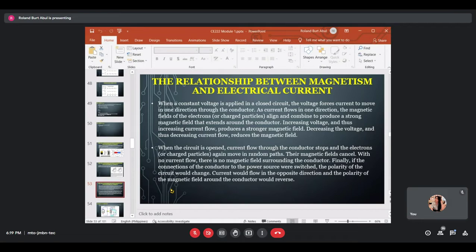When the circuit is open, current flow through the conductor stops and the electrons again move in random paths. Their magnetic fields cancel. With no current flow, there is no magnetic field surrounding the conductor. Finally, if the connections of the conductor to the power source were switched, the polarity of the circuit would change. Current would flow in the opposite direction and the polarity of the magnetic field around the conductor would reverse. So, similar siya explanation sa katong figure sa last slide.